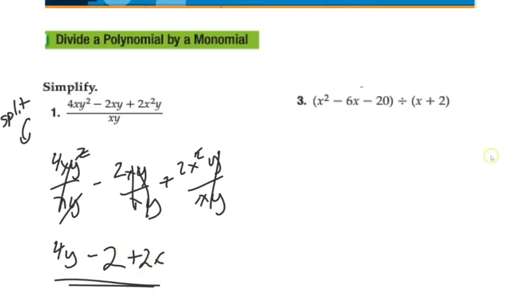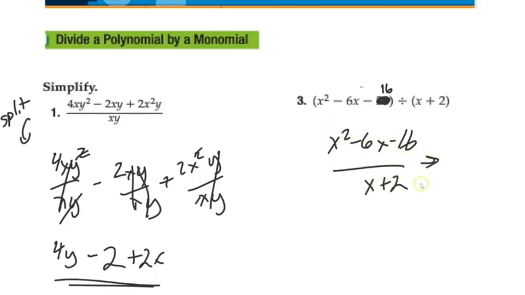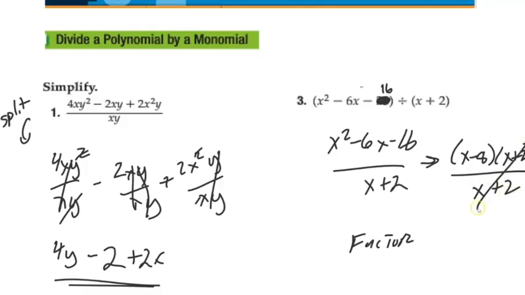Where it gets a lot more interesting is we can divide by a binomial or a trinomial, anything higher than a monomial. Let's make this 16. Let's rewrite it first, actually. It says x squared minus 6x minus 16 over x plus 2. And one way to do this is just factor. I can factor the top. That's x minus 8 times x plus 2 over x plus 2. Then the x plus 2's cancel, and you just get x minus 8. That's one way to do it.